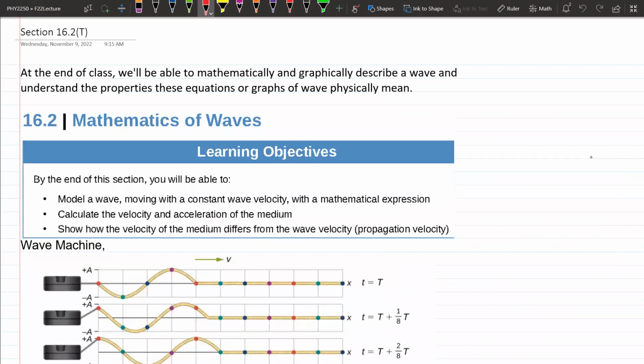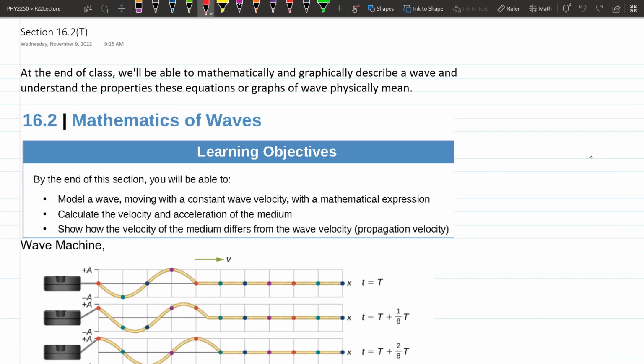So we're covering chapter 16.2 on the mathematics of waves. Unfortunately, there will be some math we have to deal with for waves. In the last section, we covered what's physically happening with the waves, how to describe these things called wavelengths and frequencies and the speed of the wave. Right now, we're going to get into the minutia of how to write equations for waves, okay?